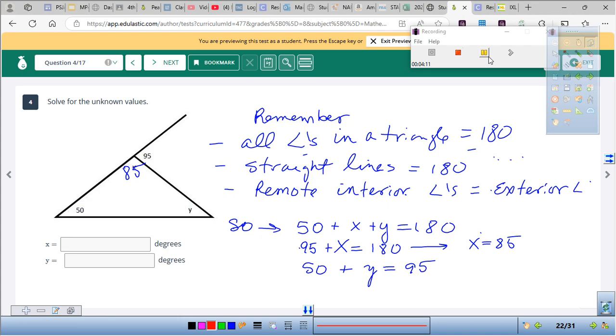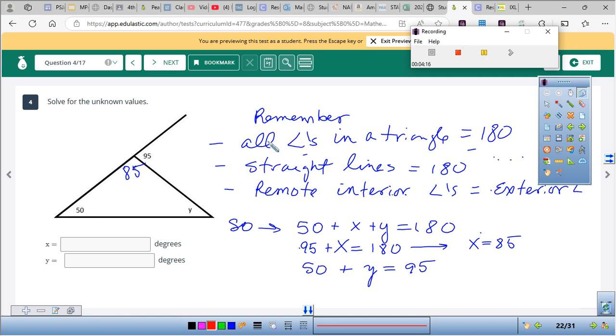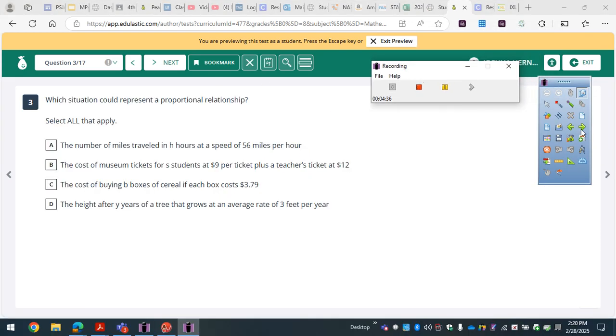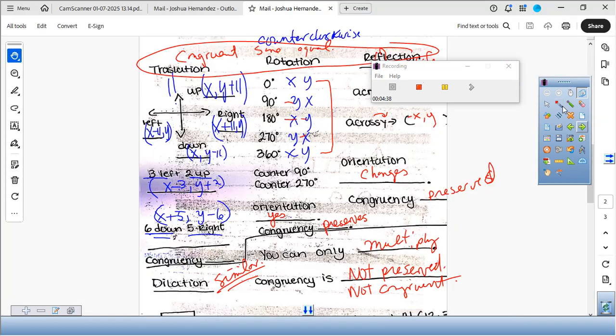Please make sure you understand the rules, because this one will definitely 100% come out on your test. So going back to this one, all this works out. So we're going to have x be 85. And then remember, these two add up to give you that one right there. So if that's 50, this one has to be 45. And that's just basic math, okay? Next question.